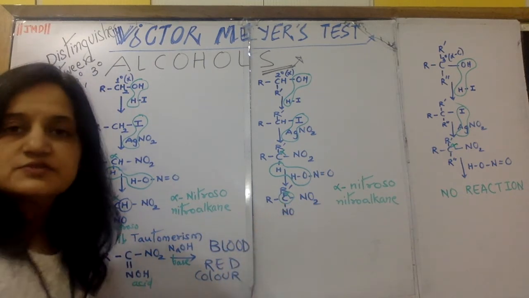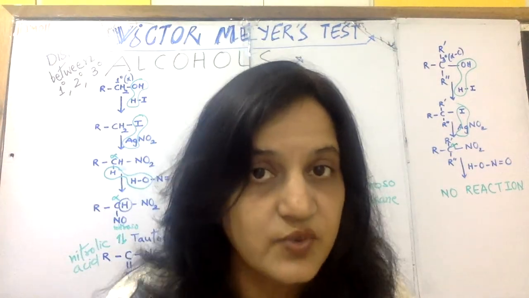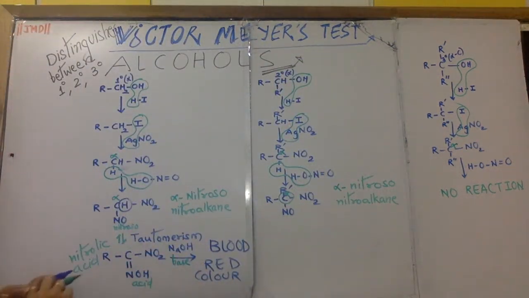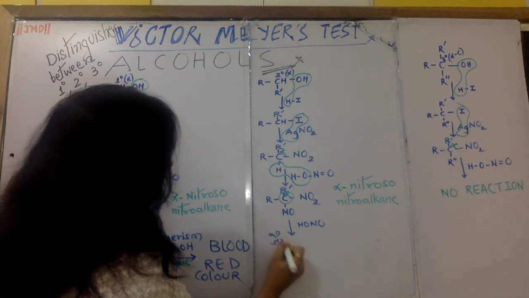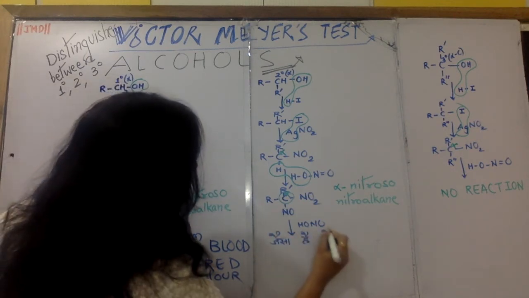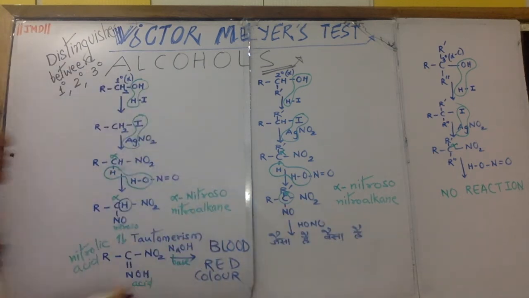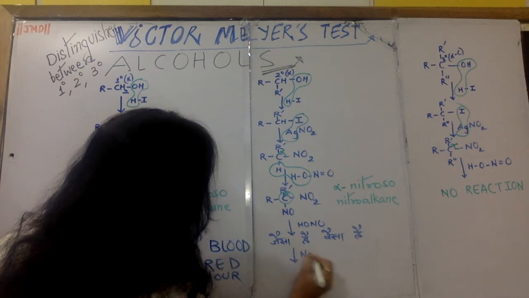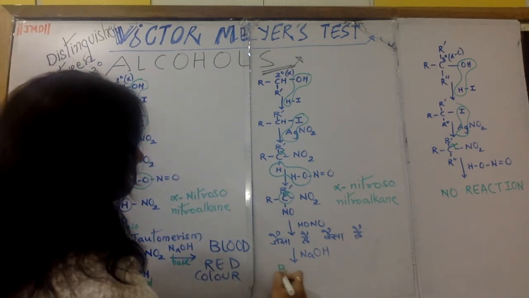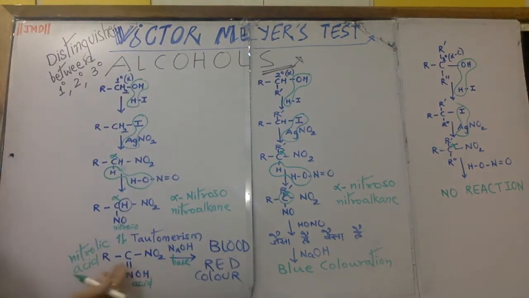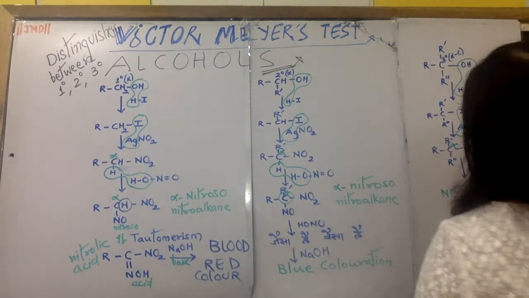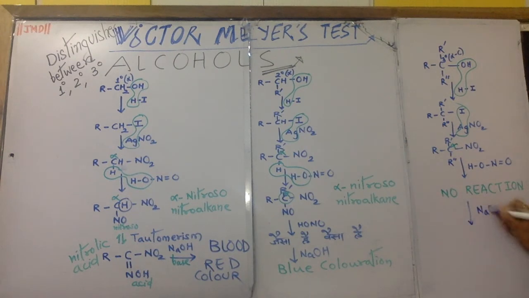Now here this alpha nitro, so nitroalkane is not having any alpha hydrogen, so obviously it will not react further with nitrous acid. So when I add nitrous acid, it remains as it is, nothing happened. Now we added NaOH, so we get the blue coloration. Because the medium is not acidic, we do not get the salt. But we get the blue coloration, which is actually the coloration of the molecule with NaOH. Here nothing happened at all.